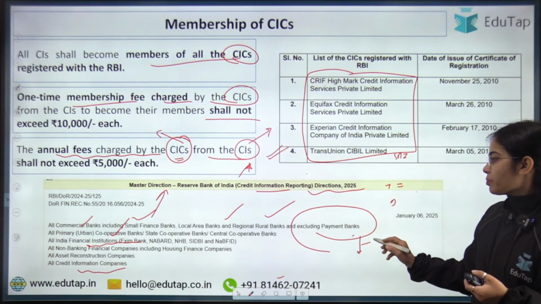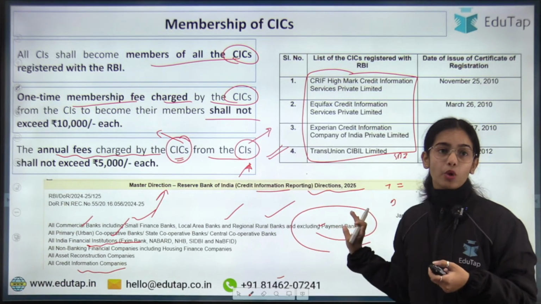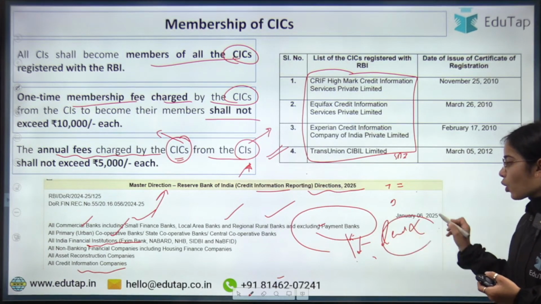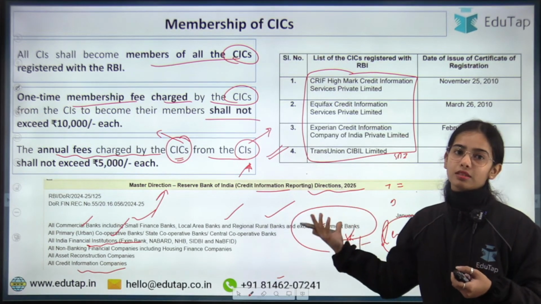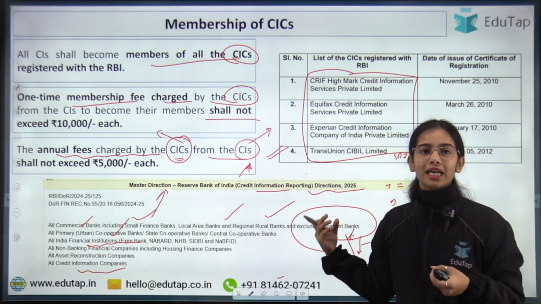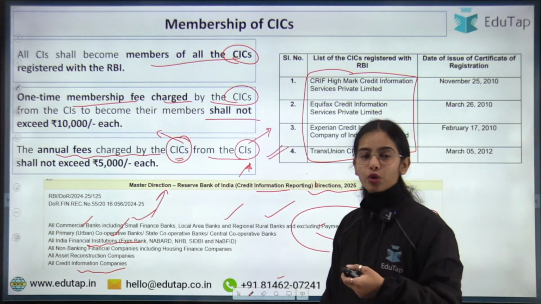So the directions are not applicable on the payment banks, because the payment banks cannot lend. If they are not providing credit, that means, yes, they cannot lend. The payment bank cannot lend, and that's why the directions are not applicable on them. Okay. So I hope this is clear.